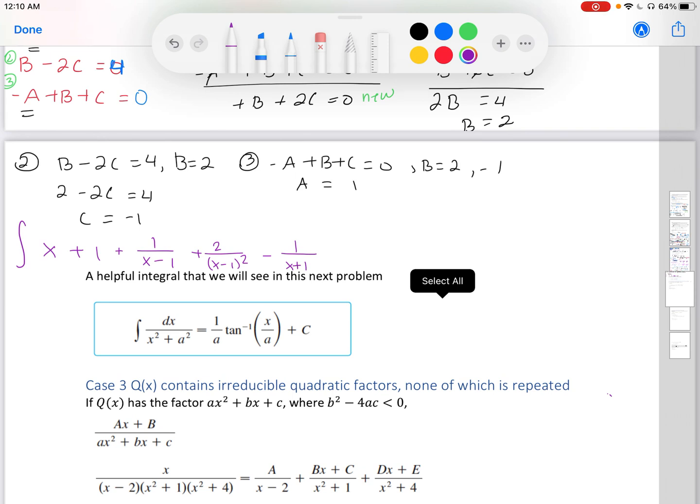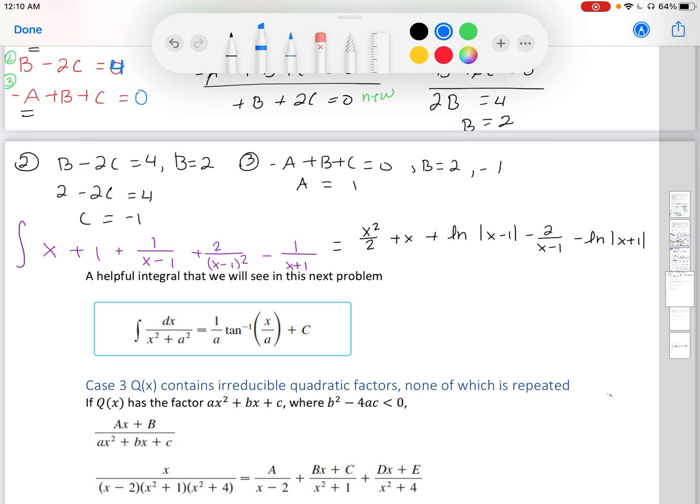And we can go ahead and integrate pretty easily. For that third term, that fourth term, you might want to use substitution to keep track of your answer, so that we have x squared over 2 plus x plus ln of x minus 1 minus 2 over x minus 1 minus ln of x plus 1.